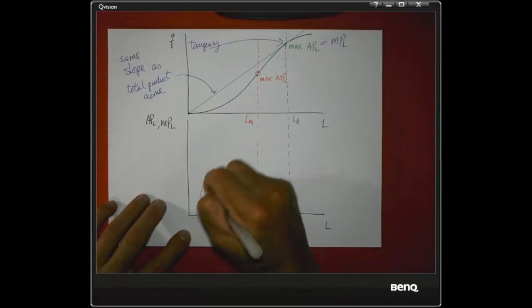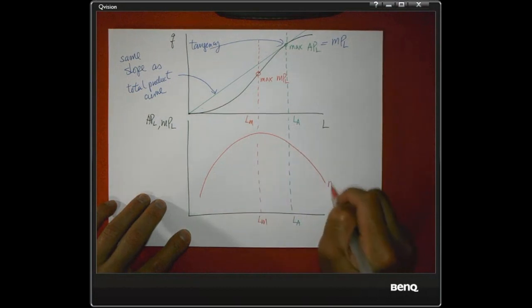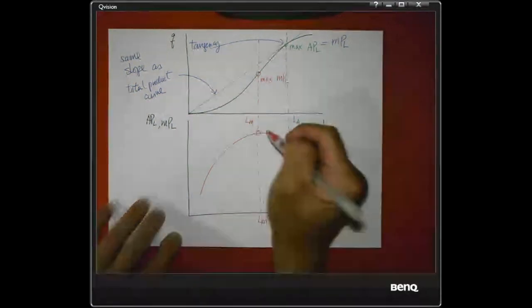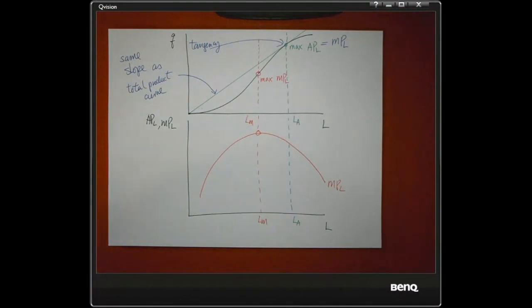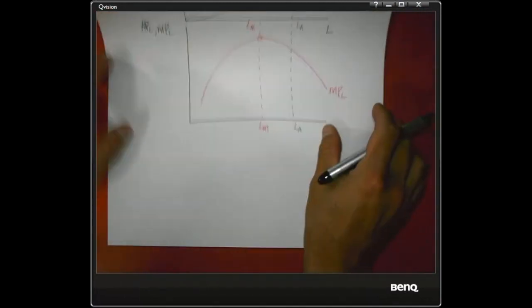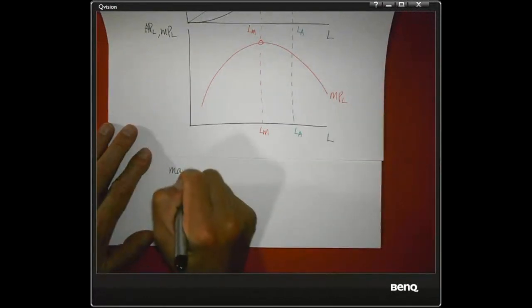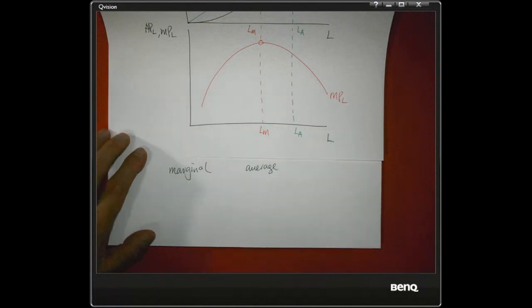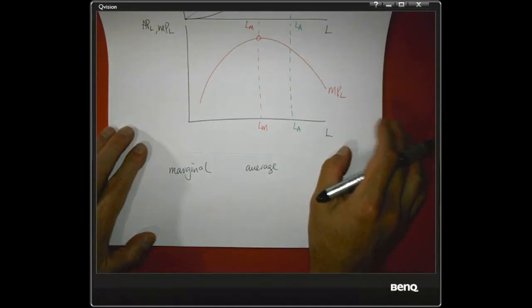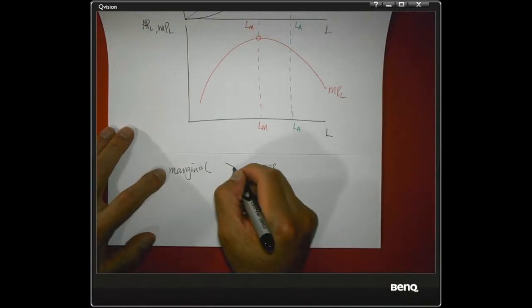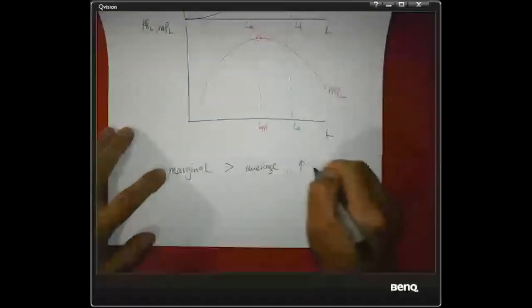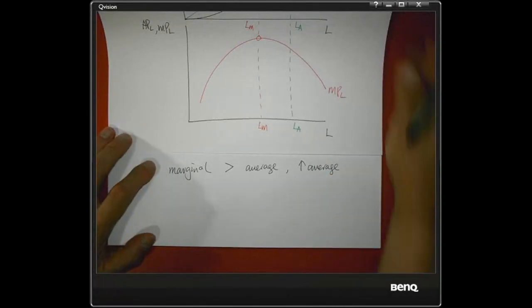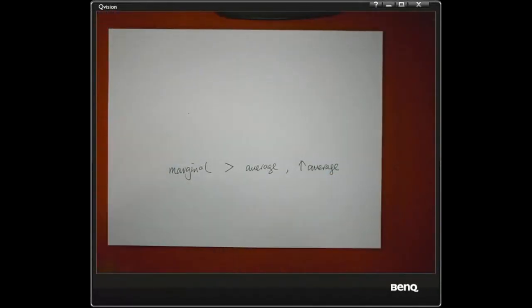First, we know that the marginal product of labor curve looks like this. And now, where is the average product? To figure that out, we need the relationship between marginal and average. When marginal is greater than average, the average will rise. Now, what is going on?